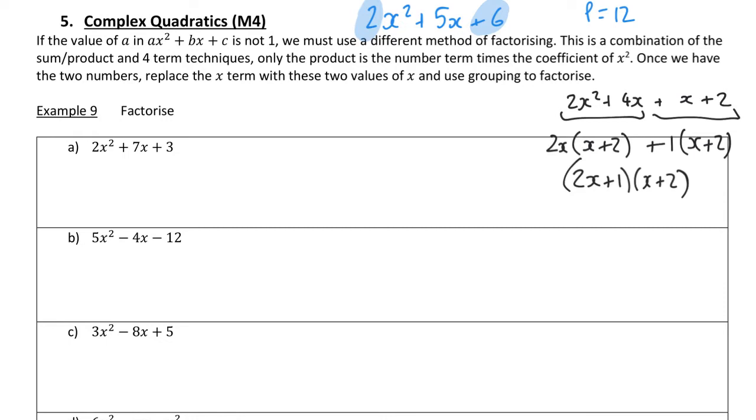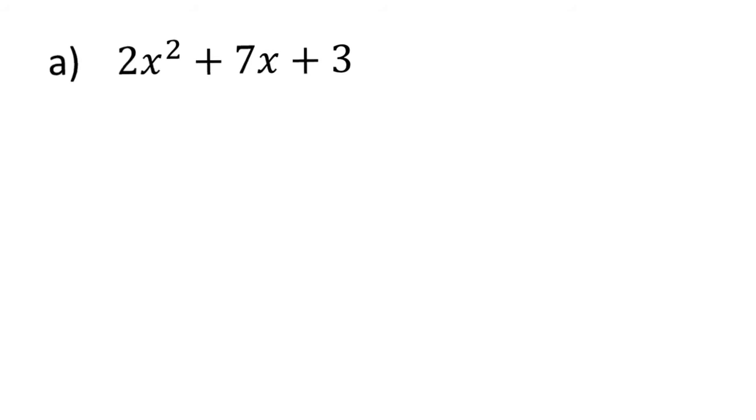So now we're going to combine it with sum and product, only the product is, rather than just the number, the product of the coefficient of x squared and the number term. So example one, what we've got is the sum, is the number of x's we have, so that's 7, and the product is the multiple of the coefficient of x squared and the number term, so that's 2 multiplied by 3, which is 6. So numbers that multiply together to give 6, we're thinking of 6 and 1, or 2 and 3. And those that add together to give 7 is going to be 6 and 1.